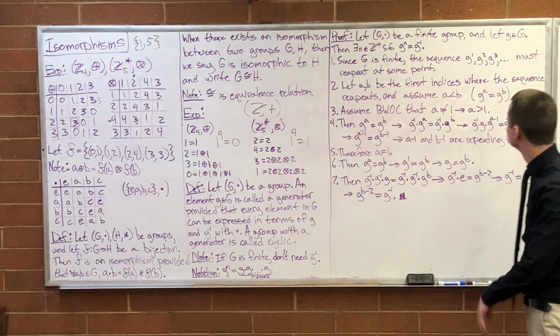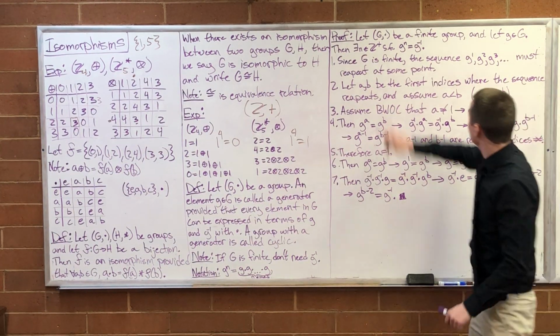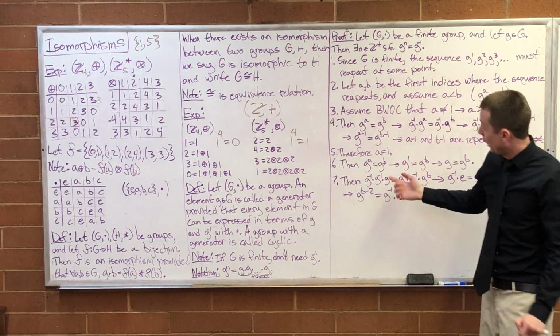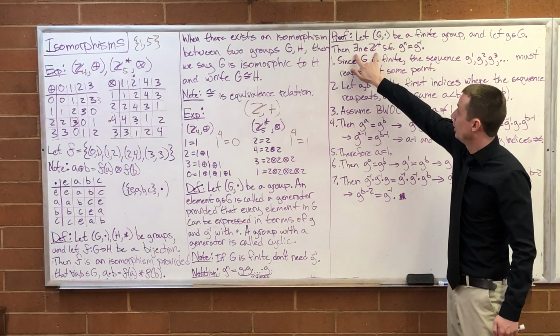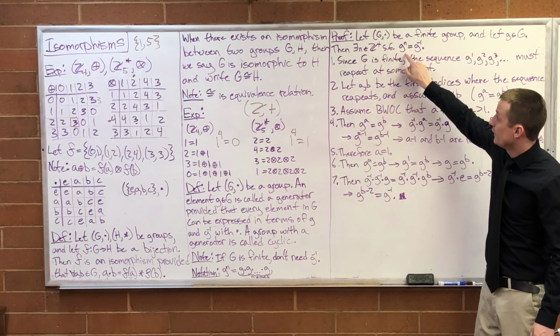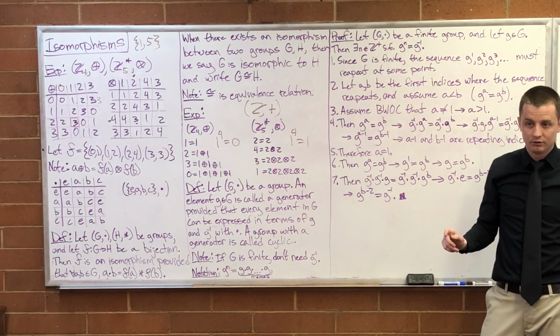And let's see what we're proving. So let (G, ·) be a finite group, and let little g be an element of big G. Then there exists some positive integer such that if I apply that operator to g that many times, I'll eventually get to its inverse.